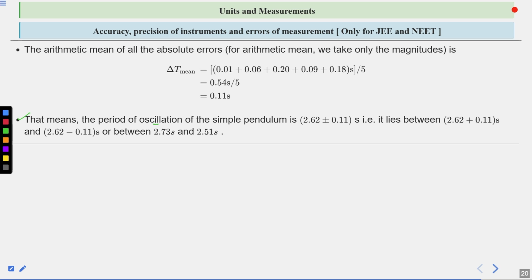That means the period of oscillation of the simple pendulum is 2.62 plus or minus 0.11 seconds, and it lies between 2.62 plus 0.11 second and 2.62 minus 0.11 second, or between 2.73 seconds and 2.51 seconds. So this is the period of oscillation of the simple pendulum and its range is from here to here. Clear?